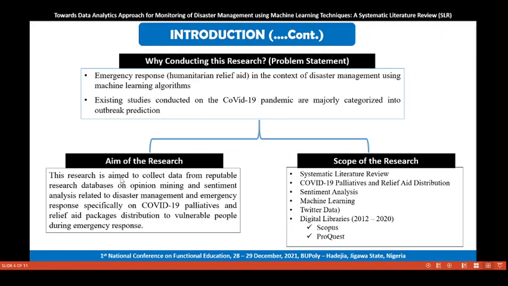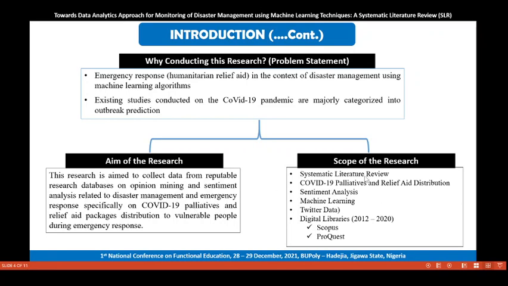So what are the aims of this research? The main aim of this research is to collect data from reputable research databases on opinion mining and sentiment analysis related to disaster management and emergency response, specifically on COVID-19 palliatives and relief aid packages distribution to vulnerable people during emergency responses. So this is the main aim of this research.